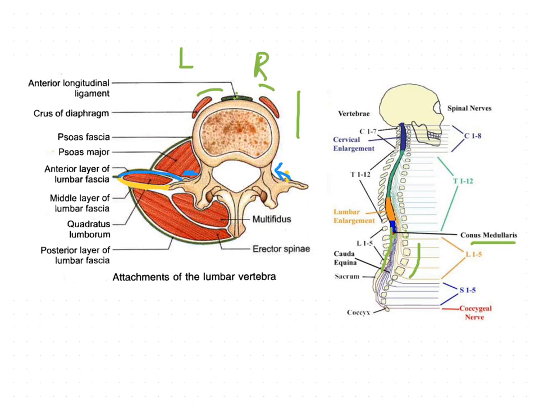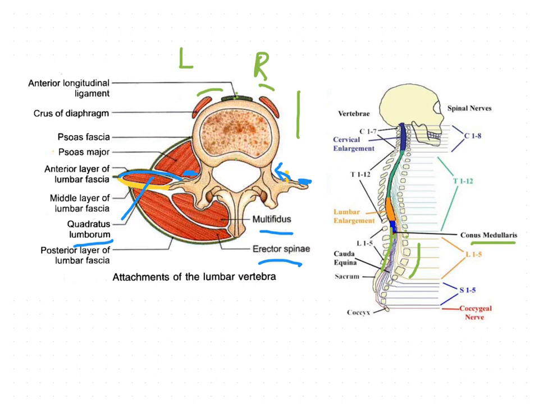And lateral to the ridge, this is the lateral part of the ridge, this one is giving origin to another muscle called quadratus lumborum. So anterior to the transverse processes you have very important muscles, the psoas major as well as the quadratus lumborum, and behind the transverse process you will have the multifidus and the erector spinae muscles.